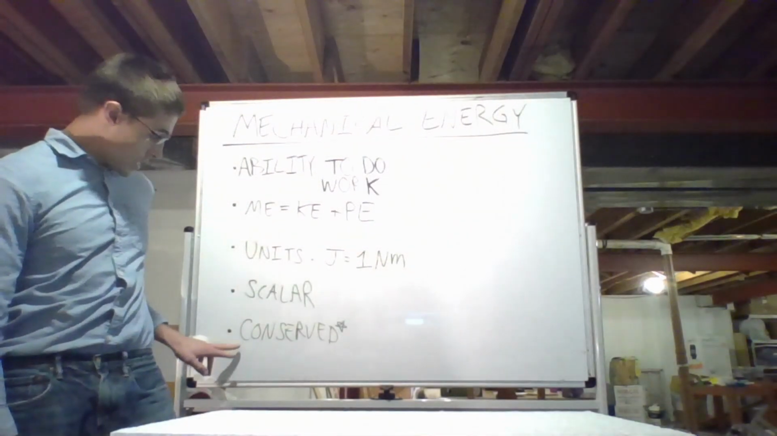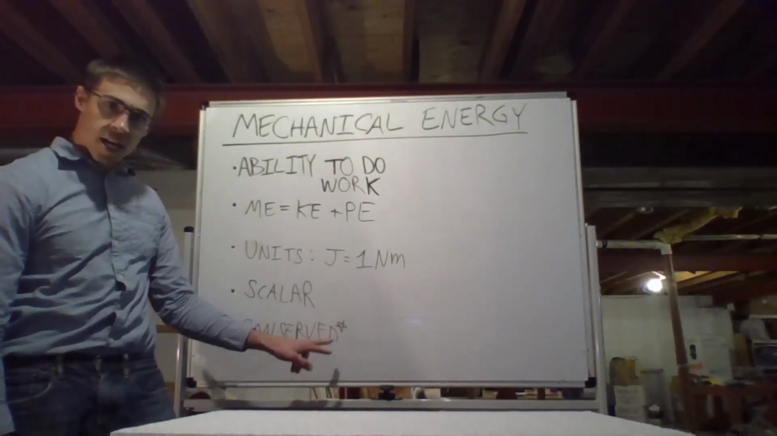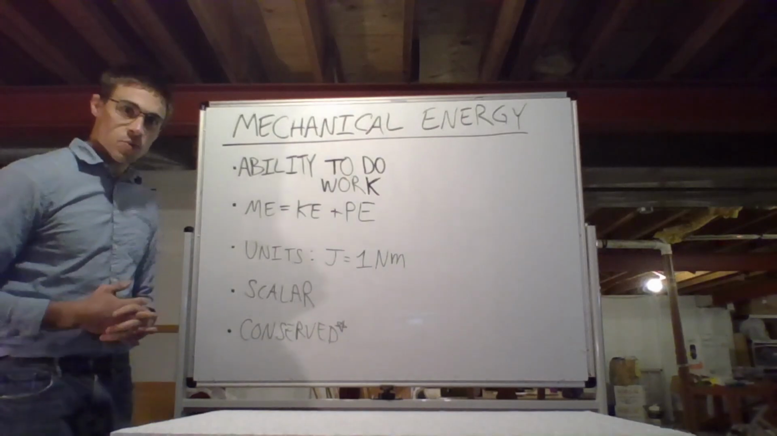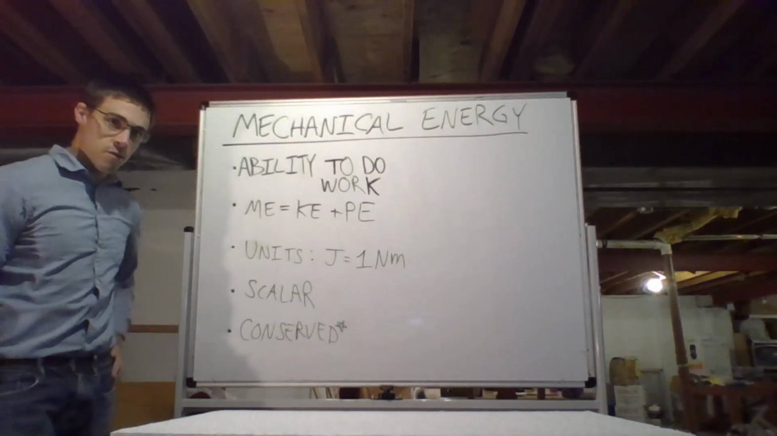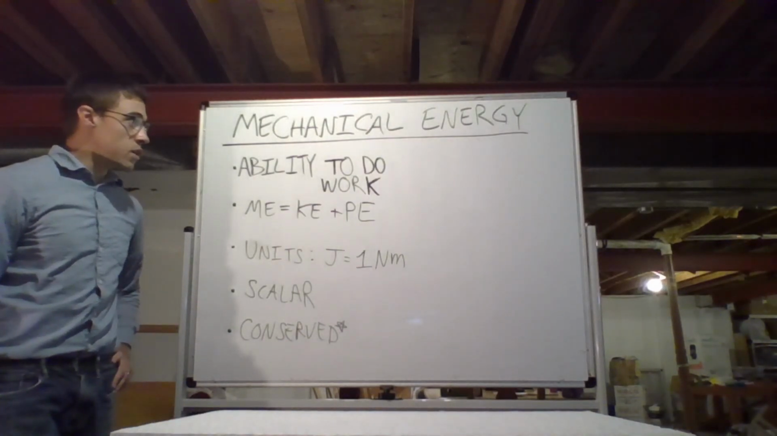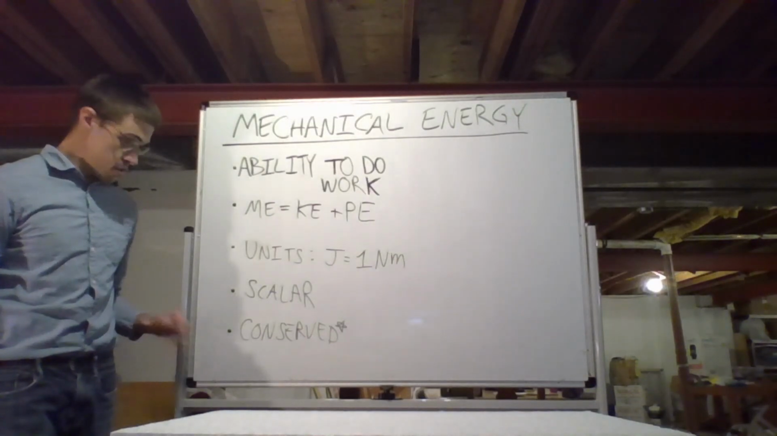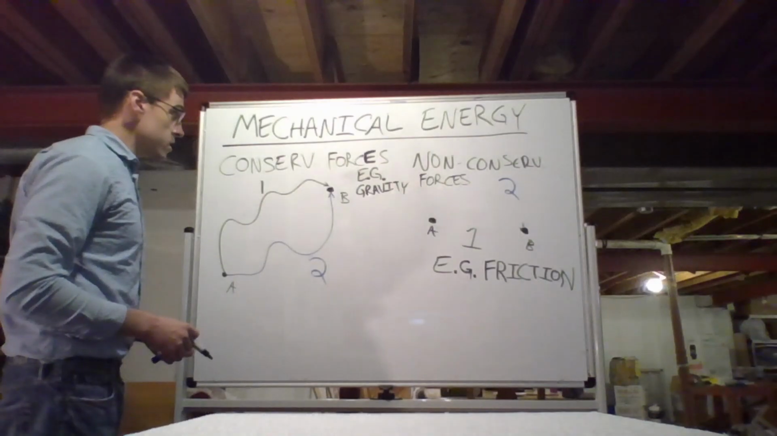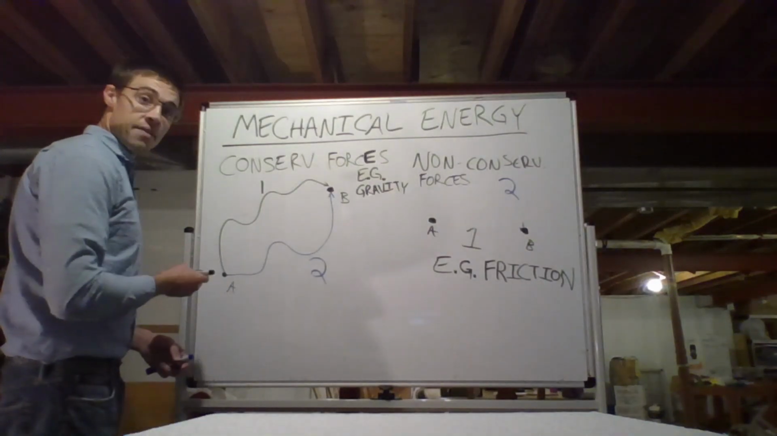And finally, I had said that it is conserved, and there was a little asterisk on that because it's conserved only when using conservative forces. So I wanted to talk just a bit about what exactly that means. Alright, so conservative forces like gravity are path independent.